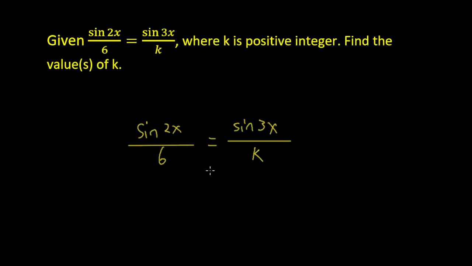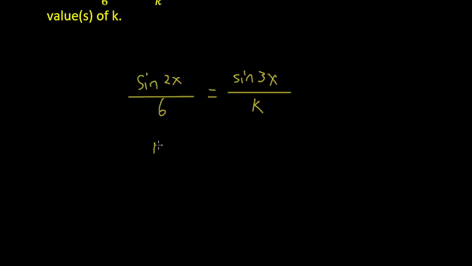The first thing you may want to do is put the similar terms together. So I will move k here and then move sine 2x here. Multiply both sides by k and then divide both sides by sine 2x. And I will have this: k over 6 equals sine 3x over sine 2x. Now, we cannot just compare sine 3x with sine 2x here.